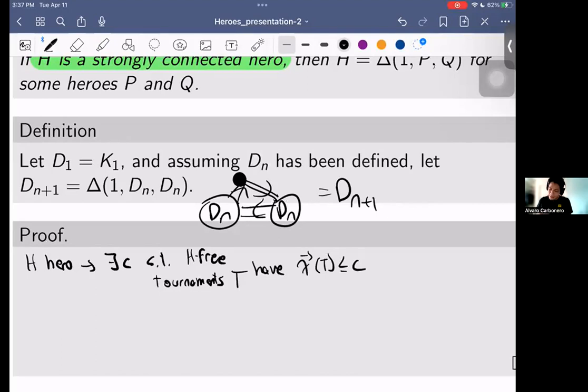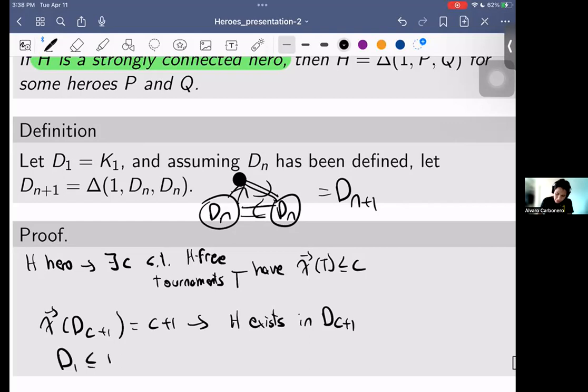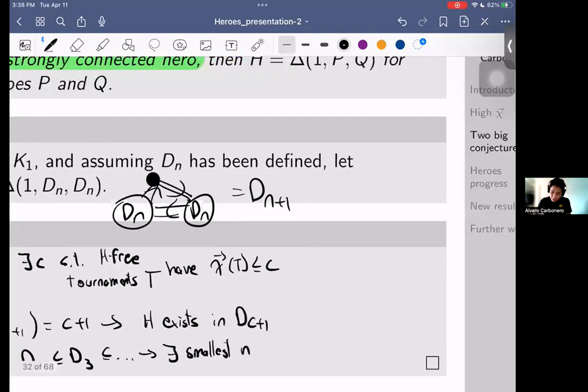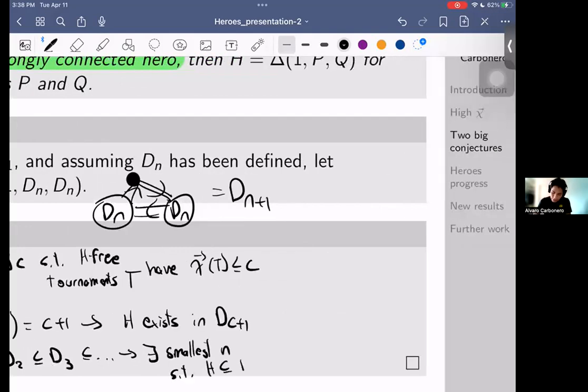So we have that. All right, but by the lemma of the dichromatic number of this construction, the dichromatic number of D_{C+1} is equal to C plus 1. And these guys are tournaments. So H exists in D_{C+1}. All right? And here is where we do a little trick. We are going to notice that this construction contains itself, oh, that's an epsilon, sorry. The next one contains the previous one. So there exists a smallest n such that H is in D_n.